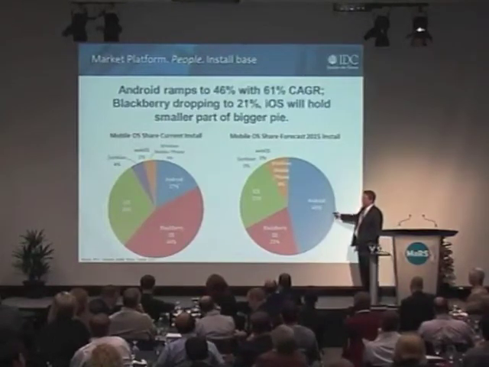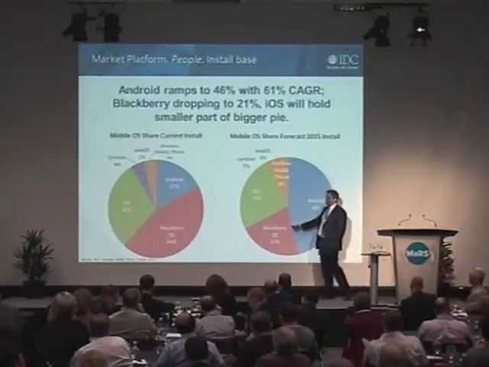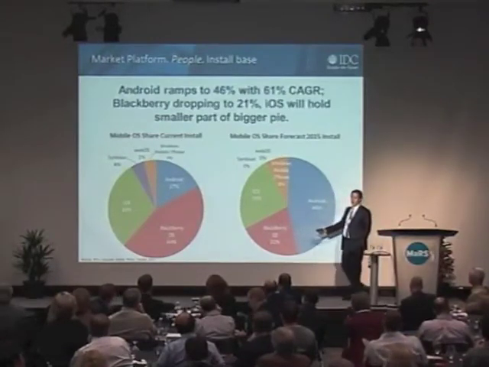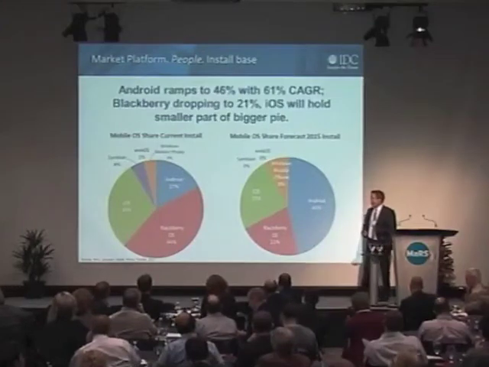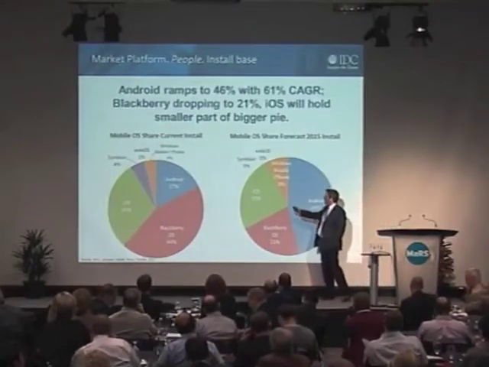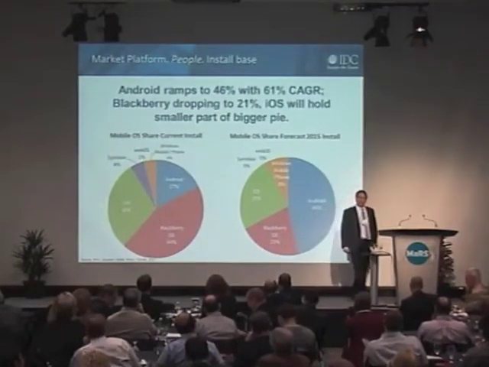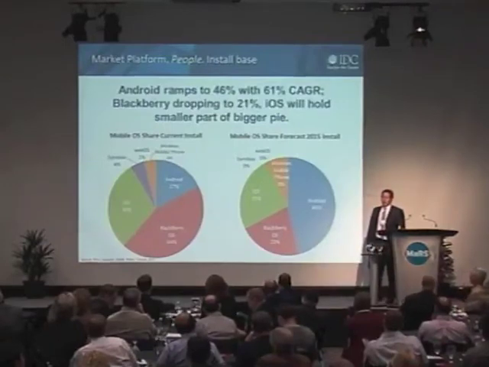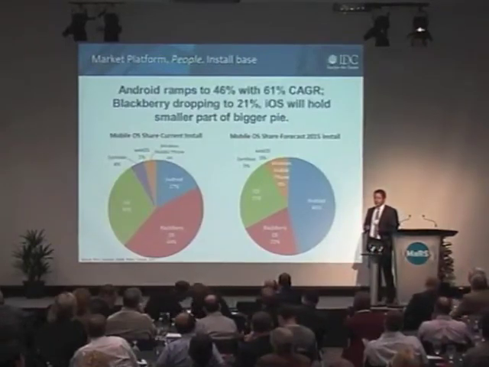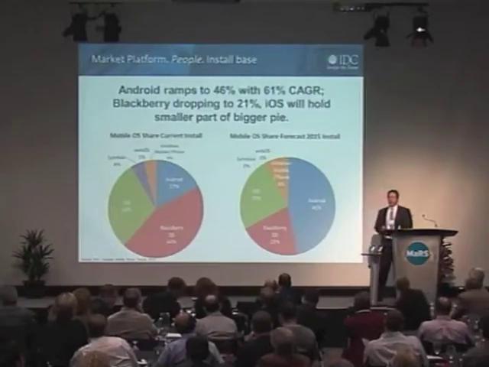So Android's made up of a number of different OEMs, obviously. BlackBerry is still going to hold about a fifth of the marketplace in terms of install base in Canada. And iOS will be about a quarter, so a slightly smaller portion of a much larger pie. So that's the overall install base mix.